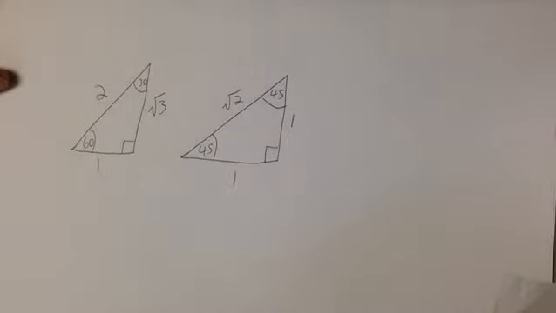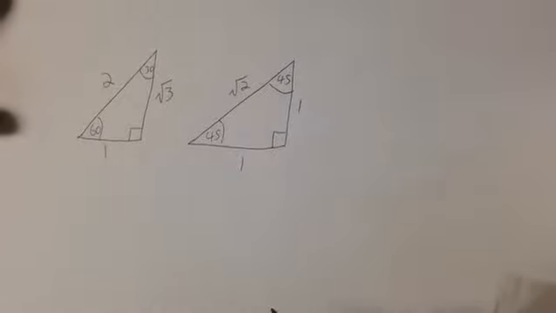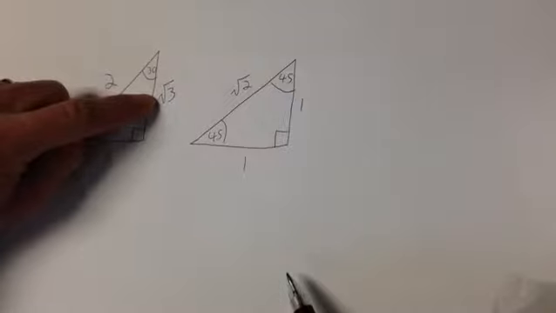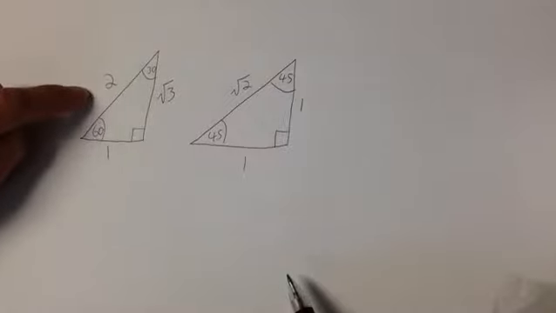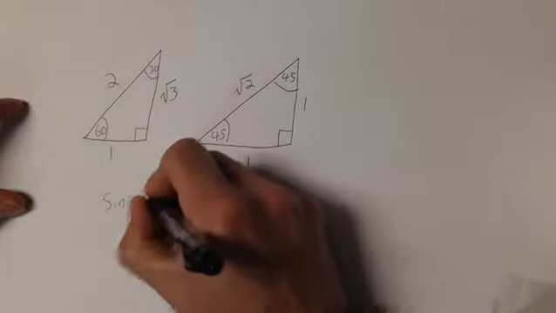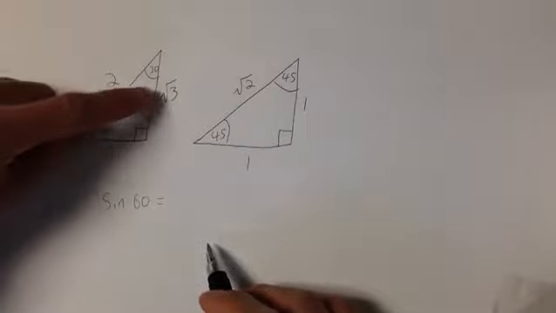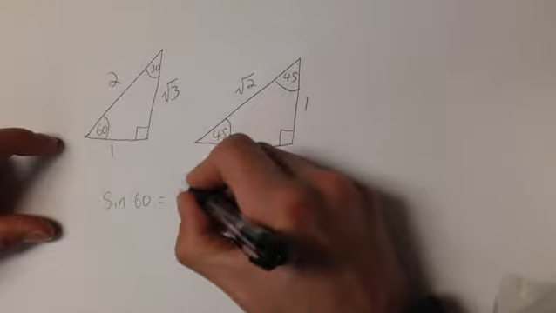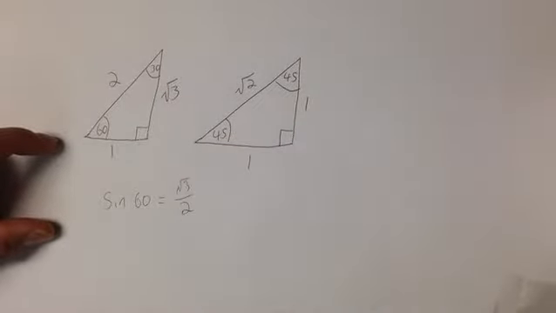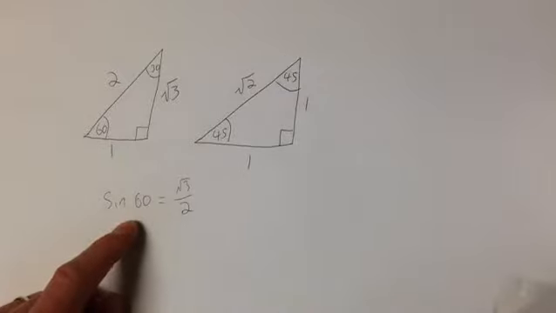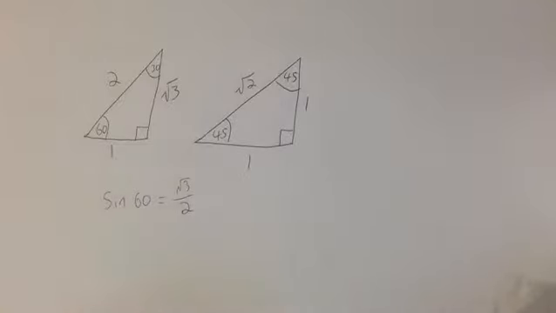What we get from these special triangles are a few trig ratios. If you look here, we have 60 degrees, and across from it is root 3, and the hypotenuse is 2. What that means is that the sine of 60 degrees is equal to opposite over hypotenuse. That makes it root 3 divided by 2. You can confirm that for yourself by using your calculator. You can find the sine of 60 degrees, and separately you can find root 3 divided by 2, and you'll see that they're the same number.